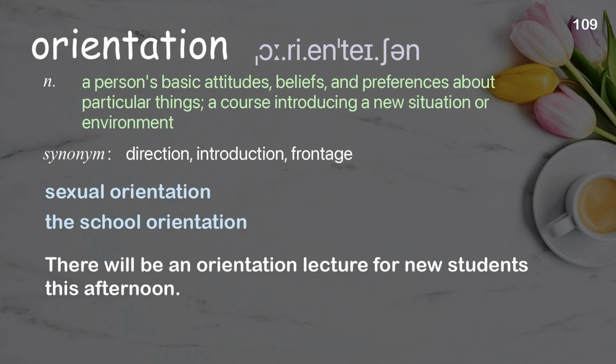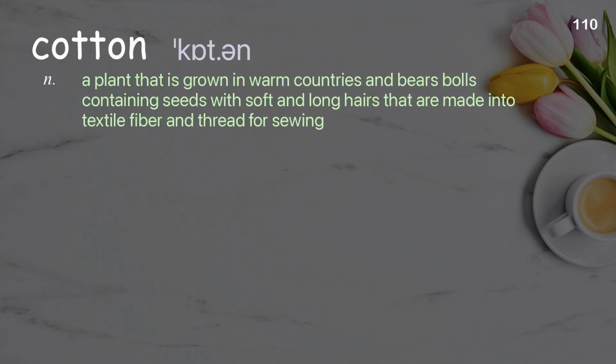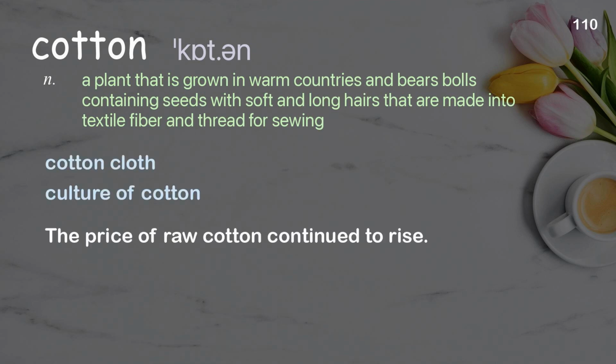Cotton. A plant that is grown in warm countries and bears bolls containing seeds with soft and long hairs that are made into textile fiber and thread for sewing. Examples: Cotton cloth. Culture of cotton. The price of raw cotton continued to rise.